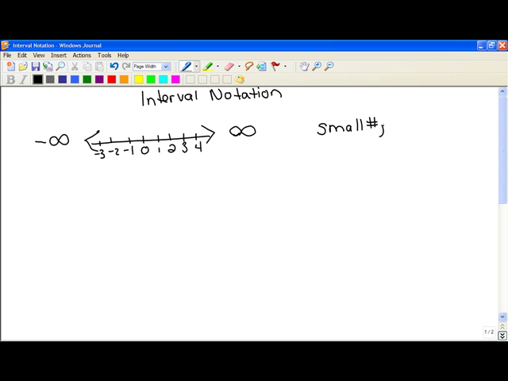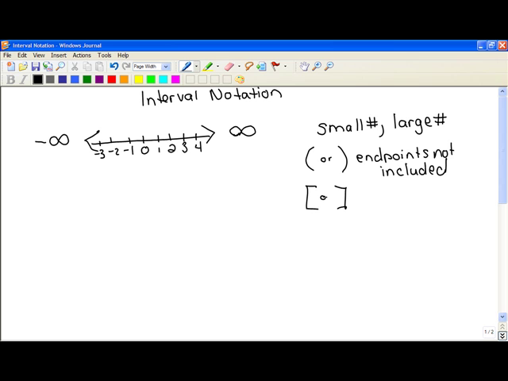Now, with interval notation, it's going to be important that we always write the small number represented first, and then a comma, and then the large number. The endpoints that we put on this are either going to be round or square. The round parentheses are going to mean that the endpoints are not included. The square parentheses are going to mean that the endpoints are included. So depending on which endpoint we have is going to depend on whether we use round or square parentheses.